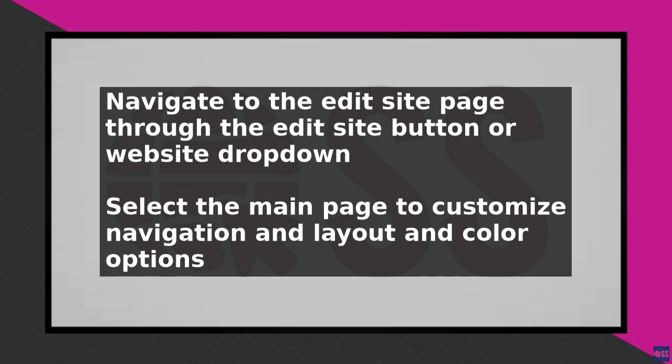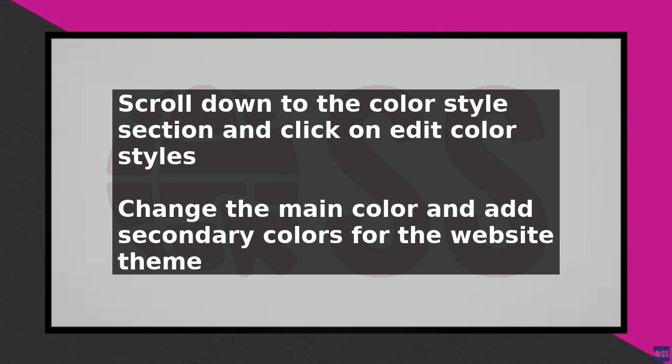To modify the header color, navigate to the Edit Site page, which can be accessed by clicking on the Edit Site button or through the website drop-down menu. From there, select the main page, or header, to customize it. You'll see options for navigation, drop-down menus, and layout and color customization.